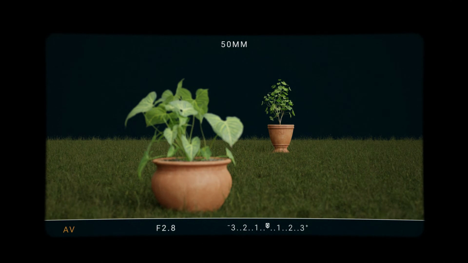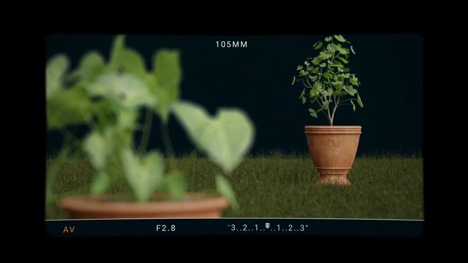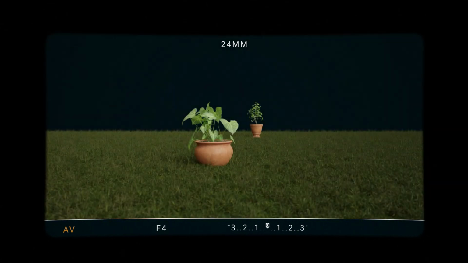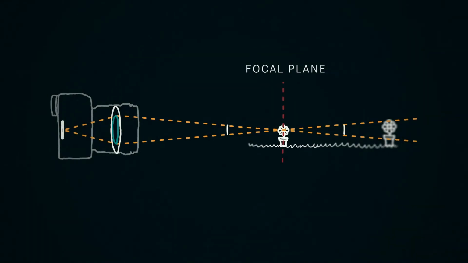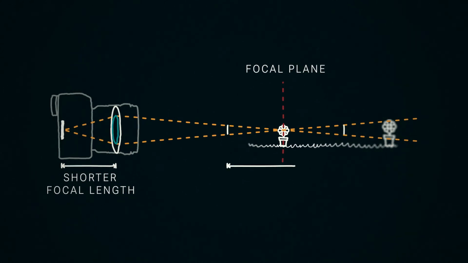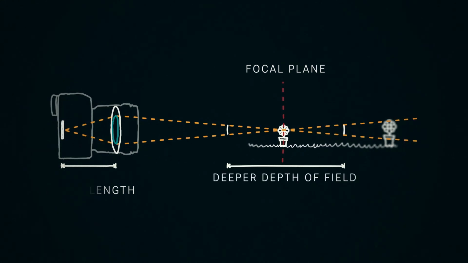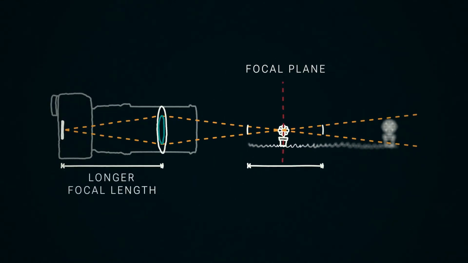The third way to change depth of field is to adjust the focal length on your lens. If you have a zoom lens, you can do this by zooming in and out. If you're using a prime lens, you'll have to swap out your lens to one with a different focal length. While maintaining the same camera subject distance, a shorter focal length will produce a deeper depth of field, whereas a longer focal length will produce a shallower depth of field.